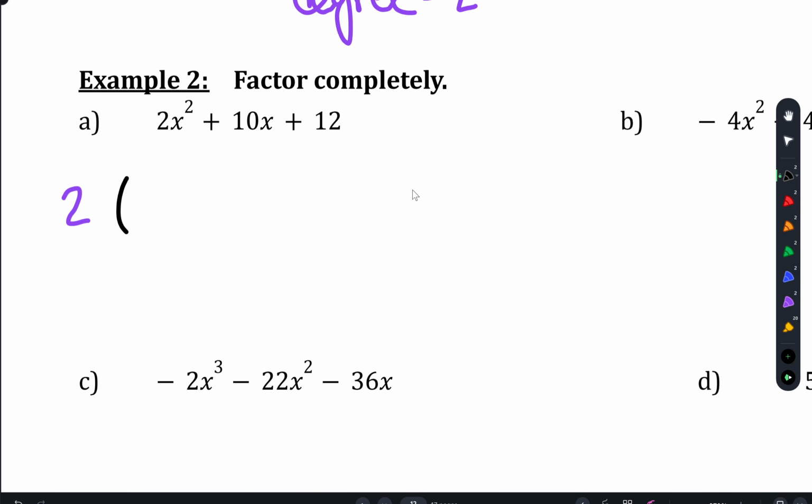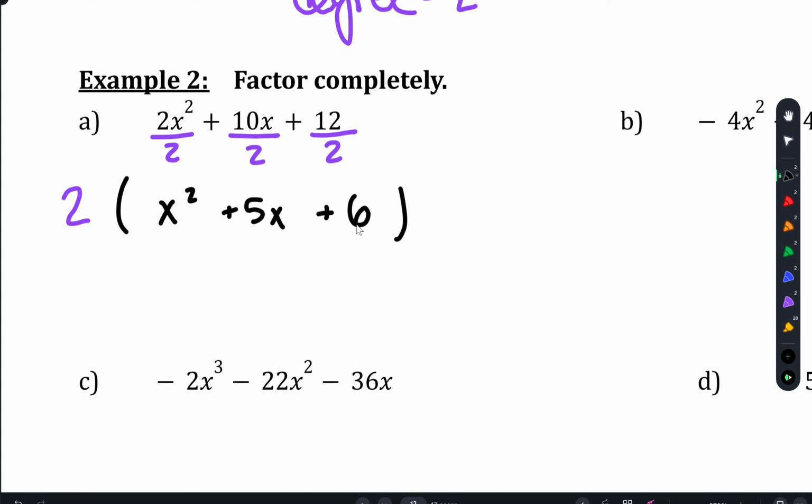And then remember, when we take out a GCF, we have the GCF on the outside of the parentheses and then some leftovers. Let's figure out what goes inside those leftovers. To figure that out, I'm going to divide each piece by 2. So 2x squared divided by 2 is x squared. 10x divided by 2 is plus 5x. And 12 divided by 2 is plus 6.